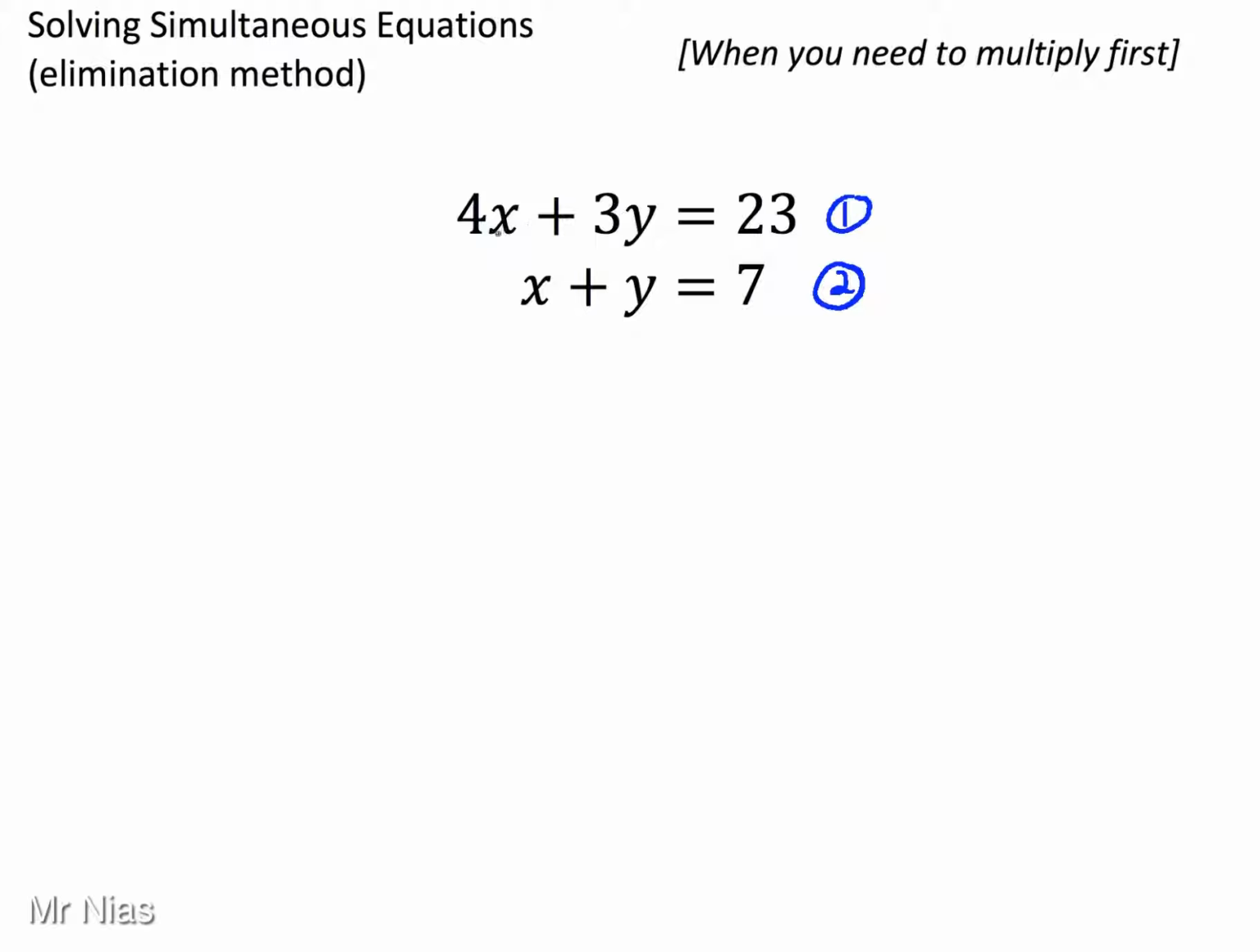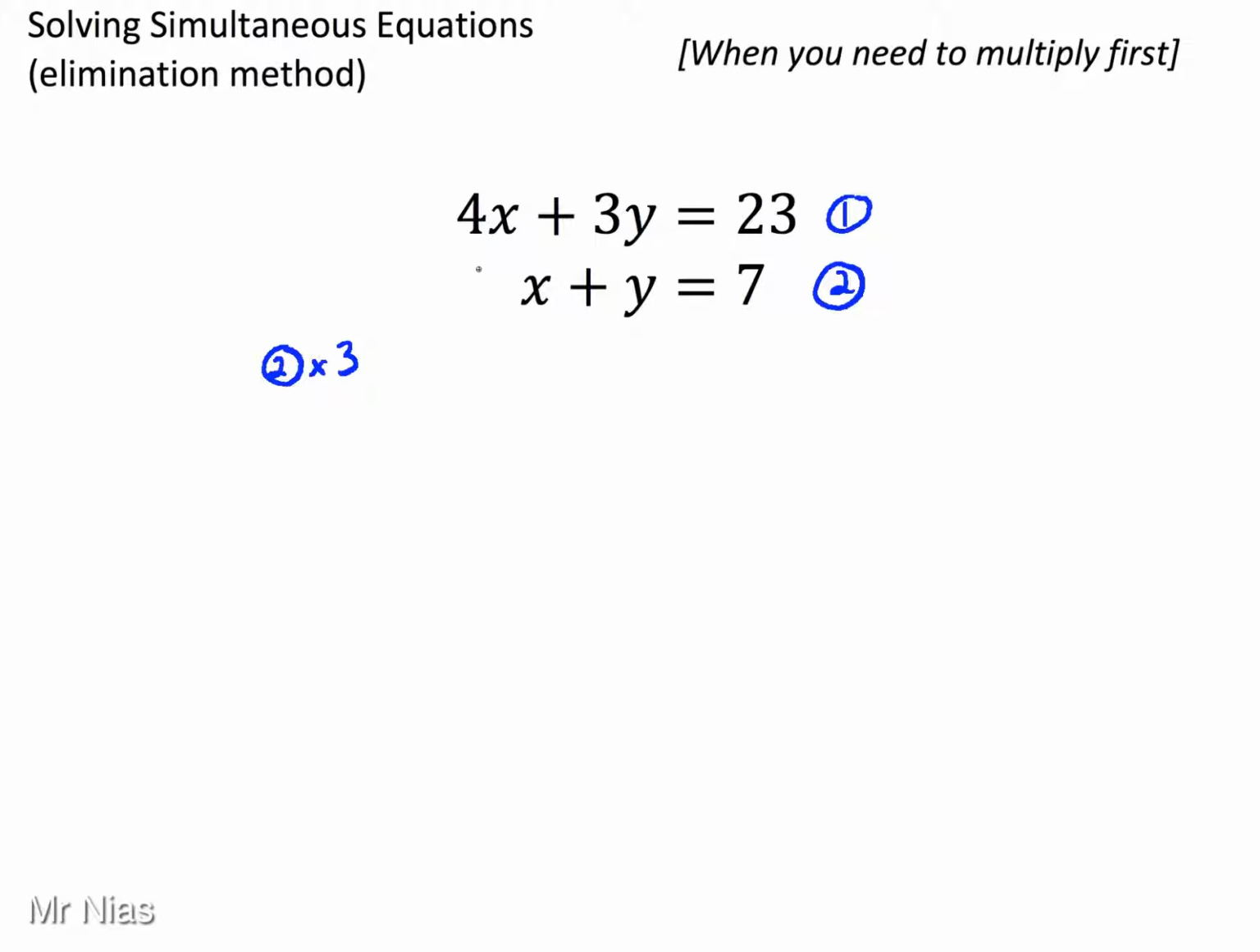Now I have 4x in this one, but only 1 there. I've got 3y in the first one, but only 1y in the second. I could multiply my second equation by 4 to make the x's the same, or I could multiply it by 3 to make the y's the same. I have decided to make the y's the same. Actually, you could do either. You'll get the same result at the end, but I've just decided to change the second equation to make the y's the same. So I'm going to times it by 3.